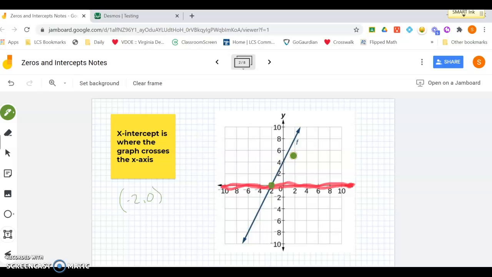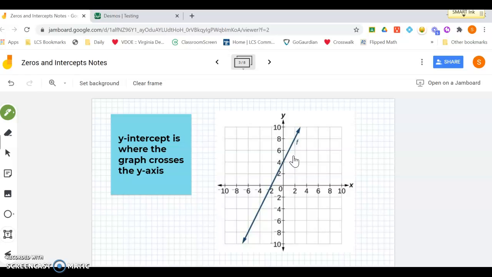And what we always want to remember is that if we're looking for the x-intercept, when we write our point, we should always have a 0 in the y spot, because we're saying then that the point does not go off the x-axis. It's staying down there at 0, and it's only moving left or right.